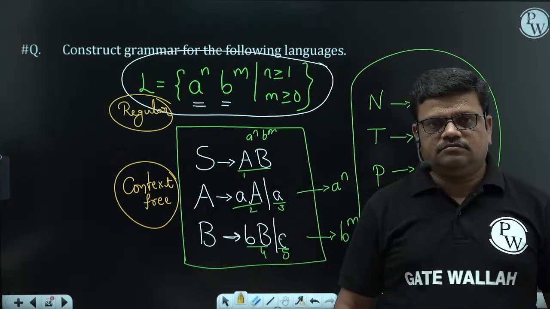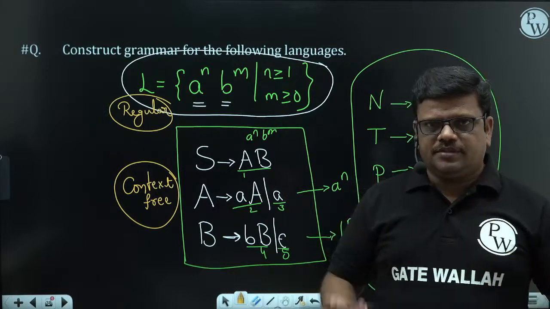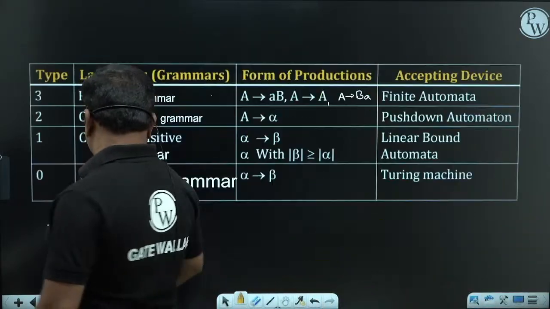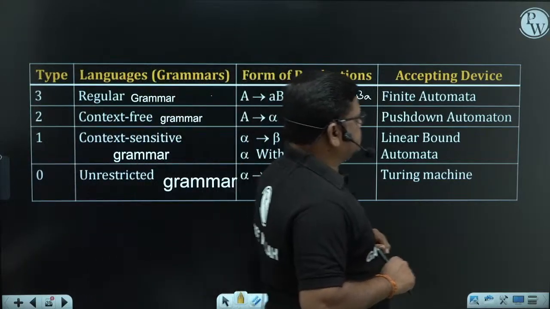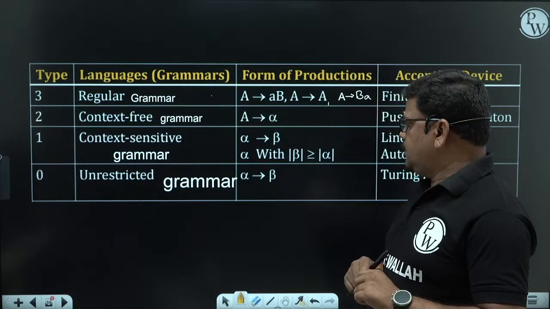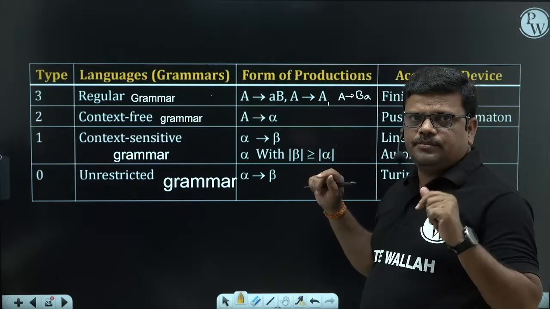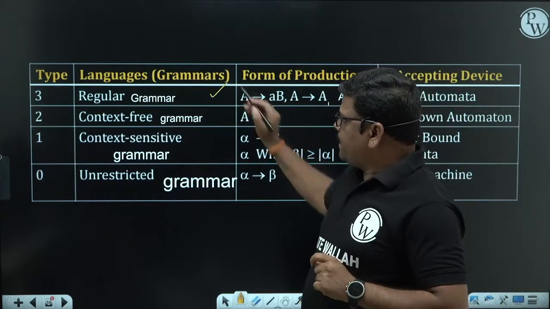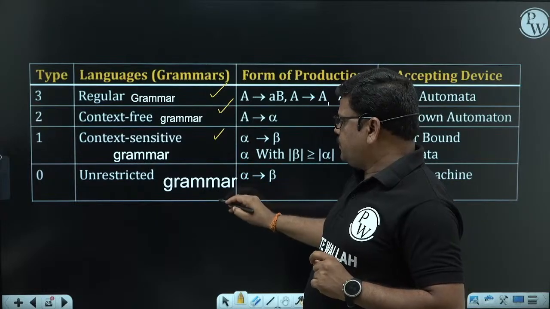Language is regular, grammar is not regular. Why is it happening? All these things we'll study. For this, you should know the rules first. These are the rules for all grammars, so let us try to understand them. There are 4 grammars here: regular grammar, context free grammar, context sensitive grammar, unrestricted grammar.